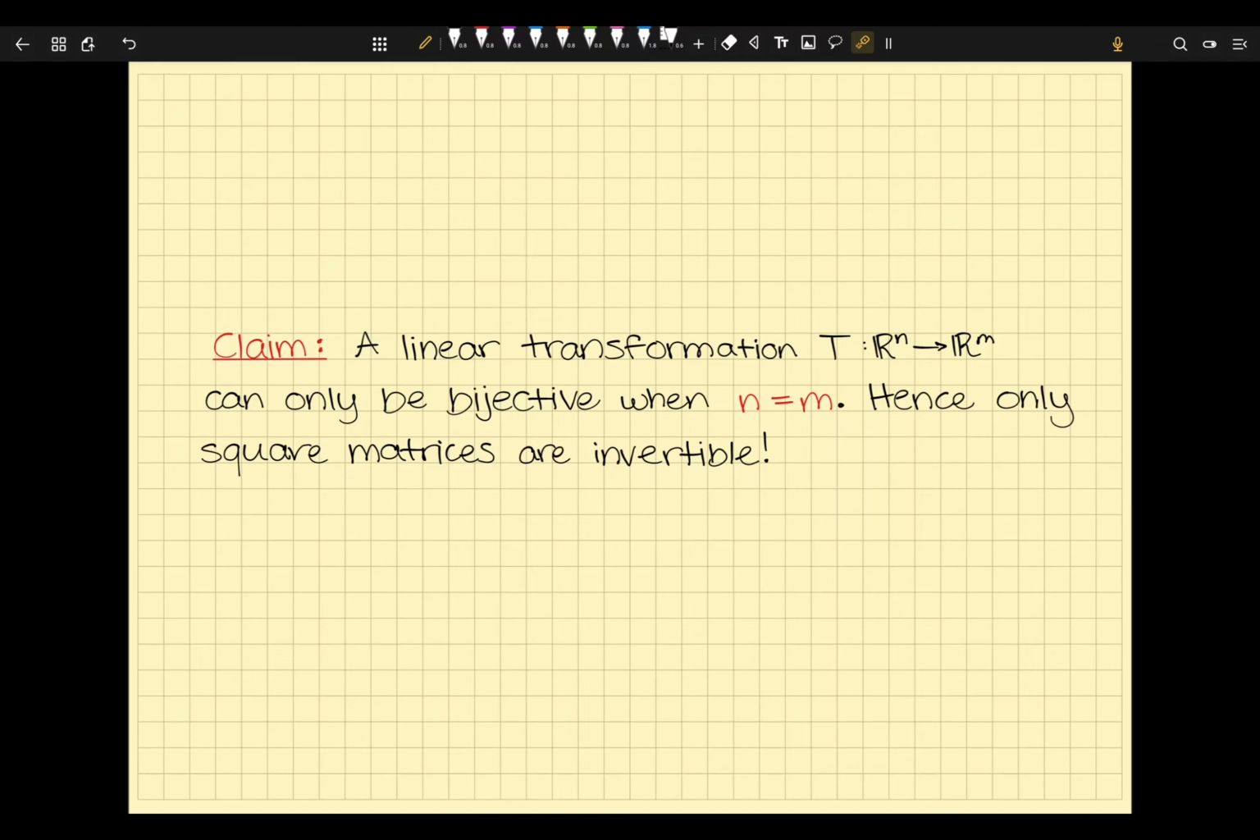Okay, so I'll repeat that one more time. A linear transformation T from Rn to Rm can only be bijective when n is equal to m. And we said that being bijective is an equivalent condition to being invertible, meaning T can only be invertible when n is equal to m, and hence the matrix that represents T can only be invertible when n is equal to m. So only square matrices are invertible.